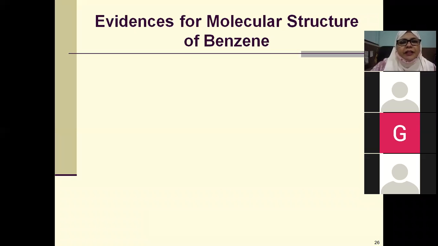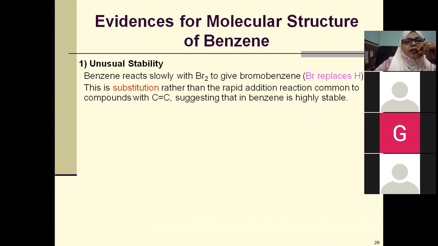Okay, then we will see the evidences for the molecular structure of benzene. Whatever molecular structure I have just explained to you, we have to see what the evidences are for that, what evidence you can give that it shows that molecular structure. Okay, so these are the evidences. First, it shows unusual stability, which we have been talking about from the first lecture. So why does it show unusual stability? It reacts very slowly with bromine to give bromobenzene.